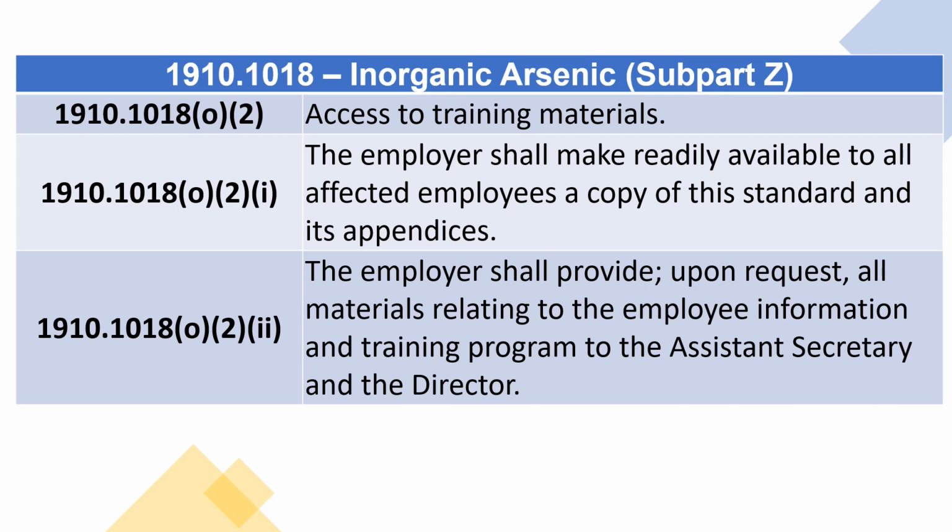1910.1018 O2 Access to training materials. 1910.1018 O2 I. The employer shall make readily available to all affected employees a copy of this standard and its appendices. 1910.1018 O2 2. The employer shall provide, upon request, all materials relating to the employee information and training program to the Assistant Secretary and the Director.